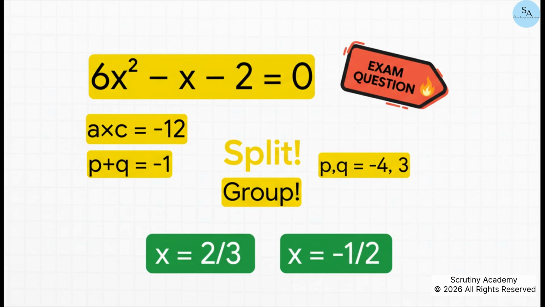It's got to be -4 and +3. You split the term, group them up, and I promise you'll find the roots are 2 by 3 and -1 by 2. See? The method always works.